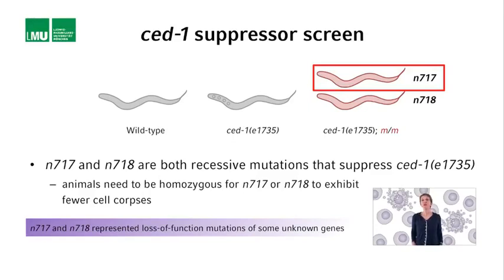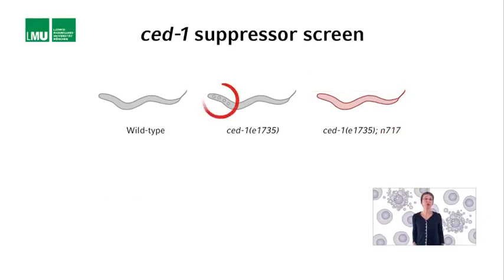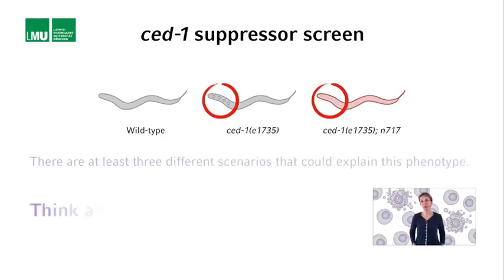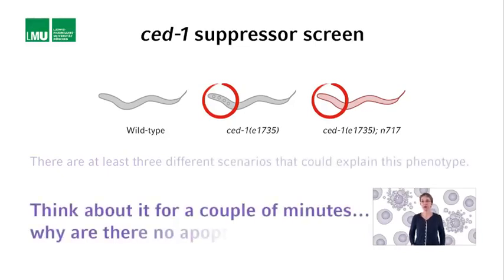What could cause the phenotype observed in the SED1 E1735 N717 double mutants? Again, SED1 E1735 causes persistent apoptotic corpses in the L1 stage. In the double mutants, persistent corpses are no longer present. There are at least 3 different scenarios that could explain this phenotype. Think about it for a couple of minutes.